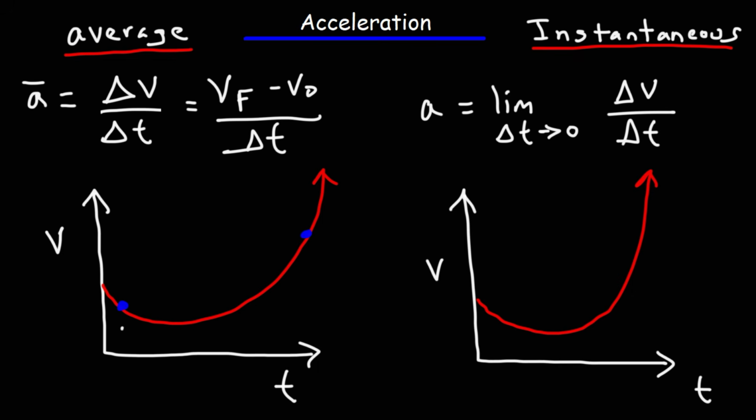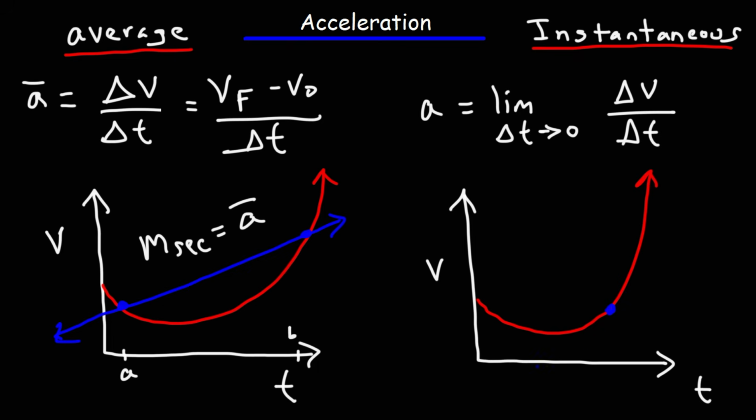So let's say we have these 2 points, A and B. We want to calculate the average acceleration between those 2 points. What we need to do is connect those 2 points with a line and determine the slope of the secant line. The slope of the secant line will give us the average acceleration.